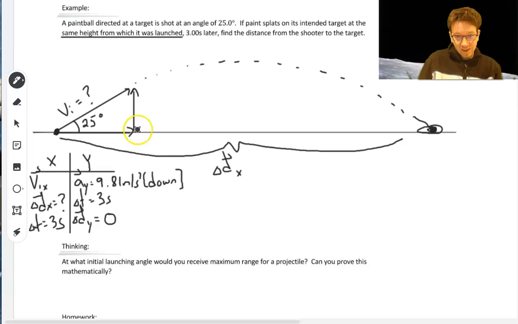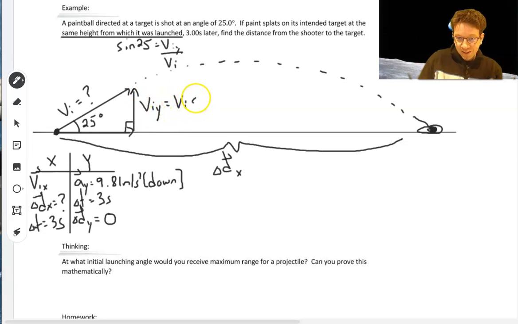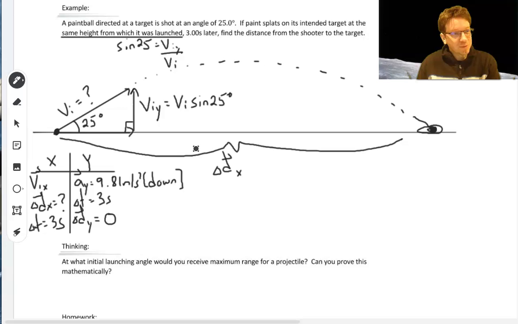So for example, our vertical component, I can use the sine trig ratio, because the sine of 25 equals opposite over hypotenuse. So sine of 25 equals opposite, which is V_iy, over hypotenuse, which is V_i. So multiplying both sides of that equation by V_i, I can say that the vertical component is equal to that hypotenuse times the sine of 25. And even though I don't know what that hypotenuse is, I can still write an expression for that.